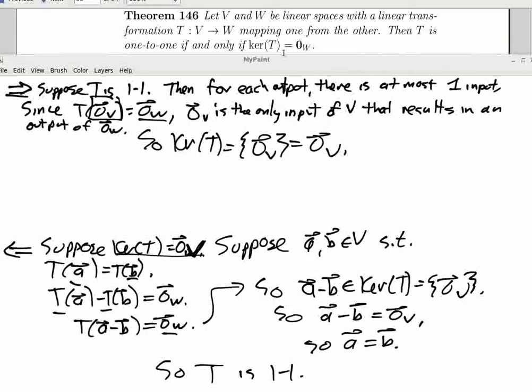So a really slick way now of showing that something's 1 to 1 if you have a linear transformation. This is not true of every function everywhere, but if you have a linear transformation, if you can just show that the only way that you get the zero element of W is that you plug in the zero element of V, in other words, the kernel is 0V, that means it's 1 to 1 automatically. We're done.